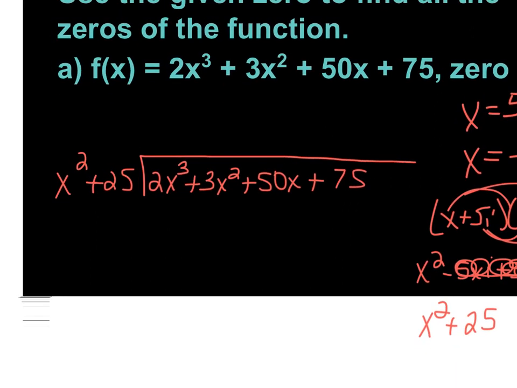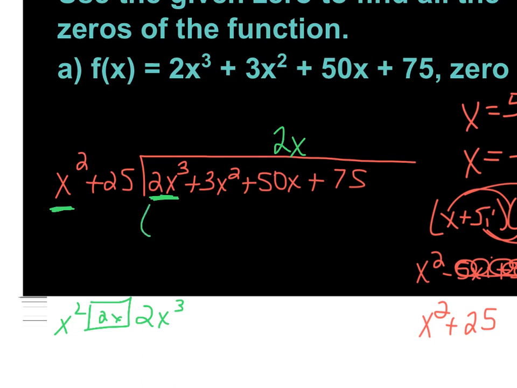Last period they were like, what? Then, oh, okay, that makes sense. So watch what I'm doing. First term into first term. X squared times what gives me 2x cubed? 2x. Agreed? Where am I going to write my 2x? Above 2x cubed? Above 3x squared? Or above 50x? Why above 50x? You're right. You want the exponents to be lined up, right? So I'm going to write 2x right here.